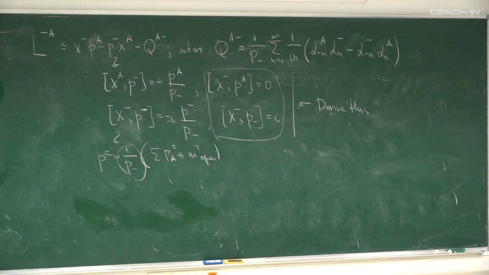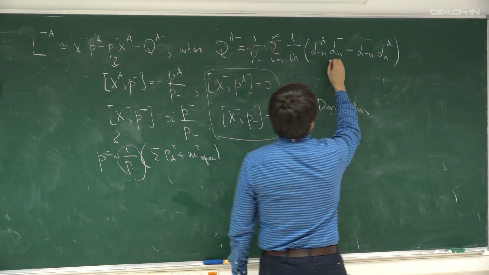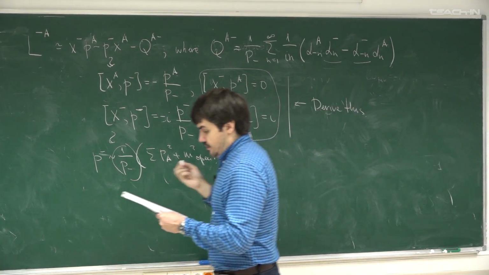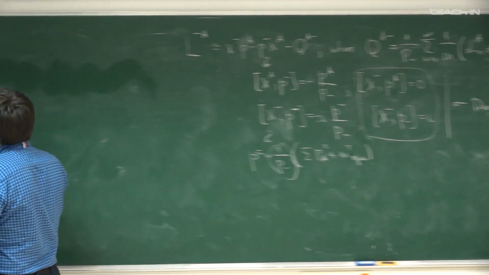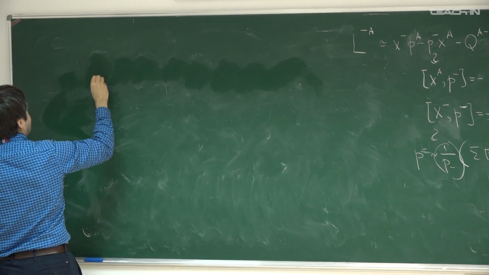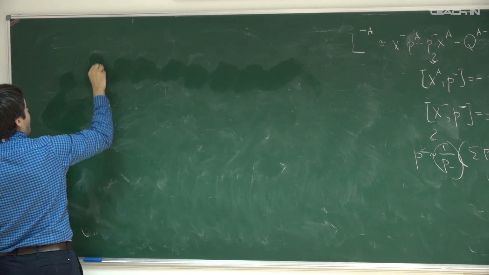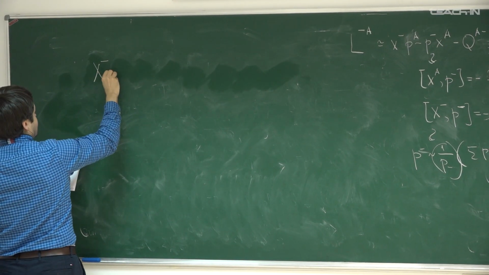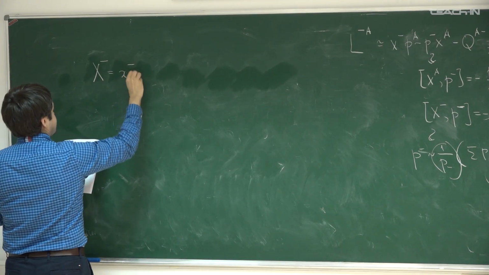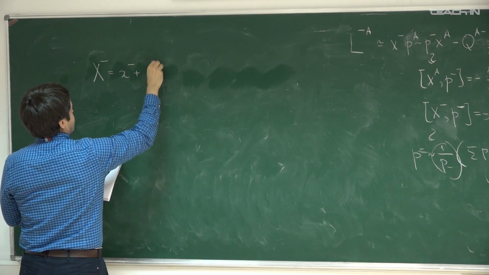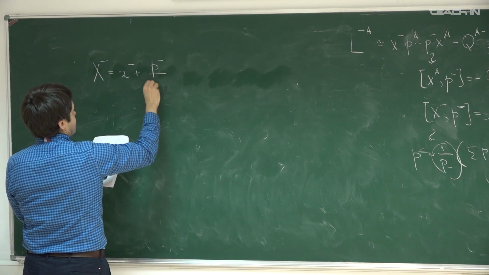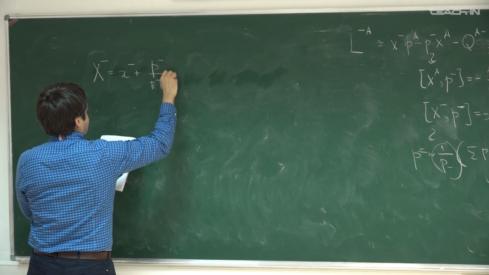Okay, now I should explain what is alpha n minus. So what are the modes of x minus, the ones that enter here? These are formally just the decomposition of x minus in oscillators. It's completely analogous to the decompositions we had before for all other coordinates.